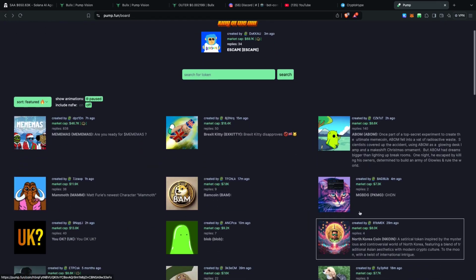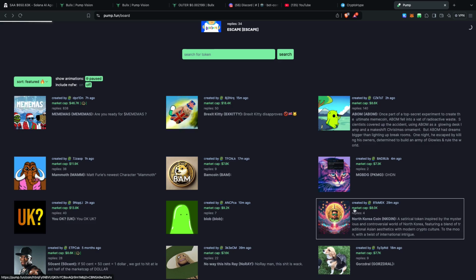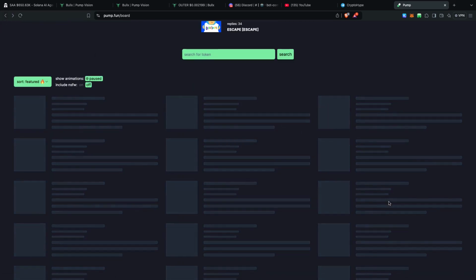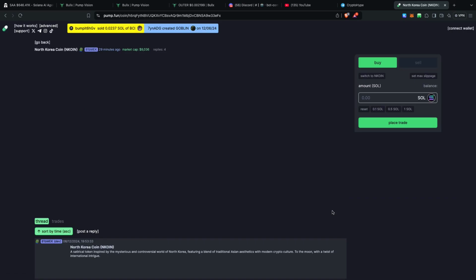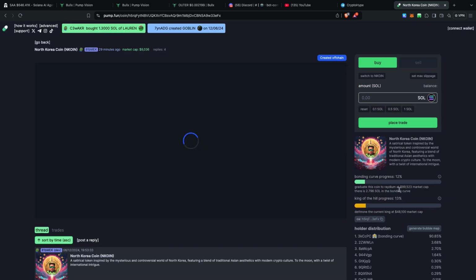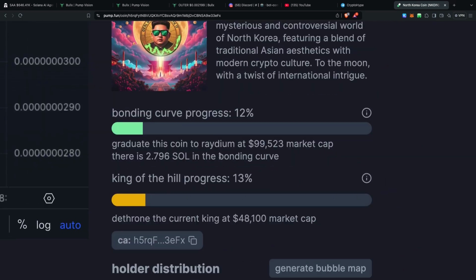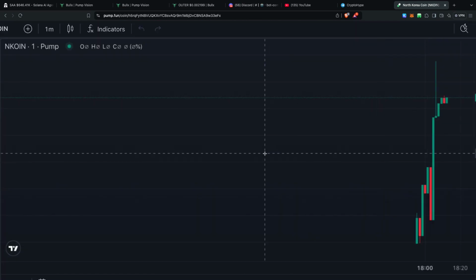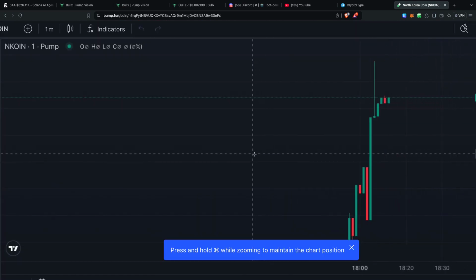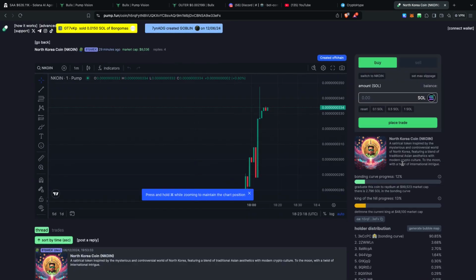Let me try to find something, because I want to get the exact figure. Let me get something that hasn't already reached its bonding curve, because it shows the price. So here it says, in order for this coin to graduate, it has to hit 99,523. This is the bonding curve. So already you know that at 100,000 US dollars, there's going to be some sort of reactions. And most of the times before the price reaches 100,000, there's going to be fluctuations on pump.fun.